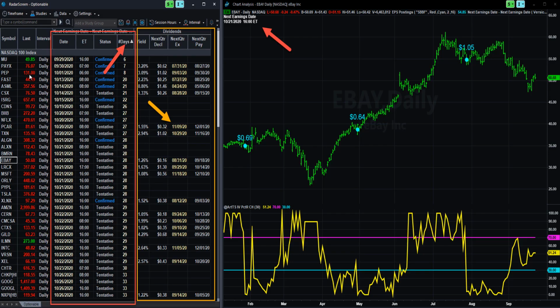So on the right is just a regular chart, and just for fun, I put the volatility %R indicator at the bottom there. So that's the Williams %R IV indicator, just so I have something down there. You can see the earnings announcements on the bars there. This is eBay, a daily chart, and in the upper right-hand corner, it tells me when the next earnings date for eBay is, which will be October 21st, and it tells you that it's going to be after market, 1600. So that is really great to know. So that is about 3 weeks out.